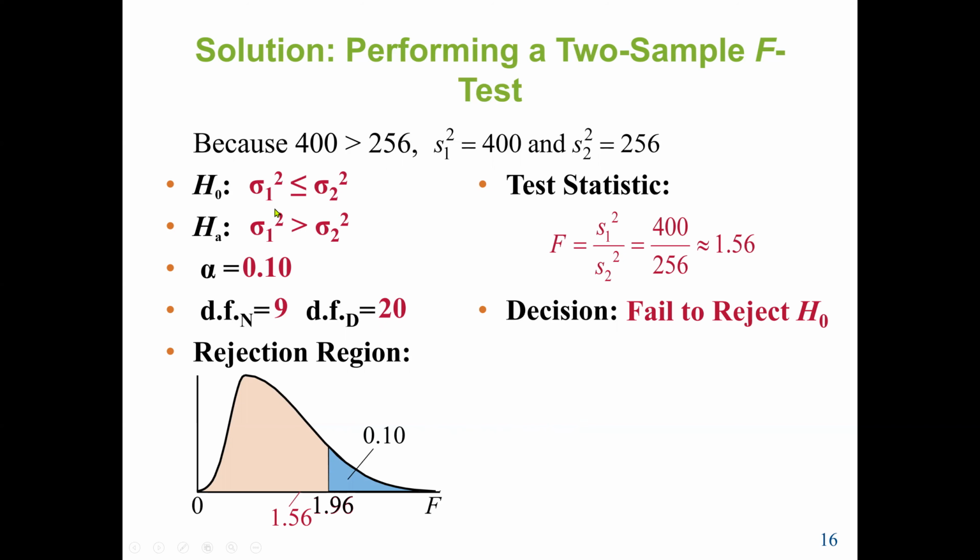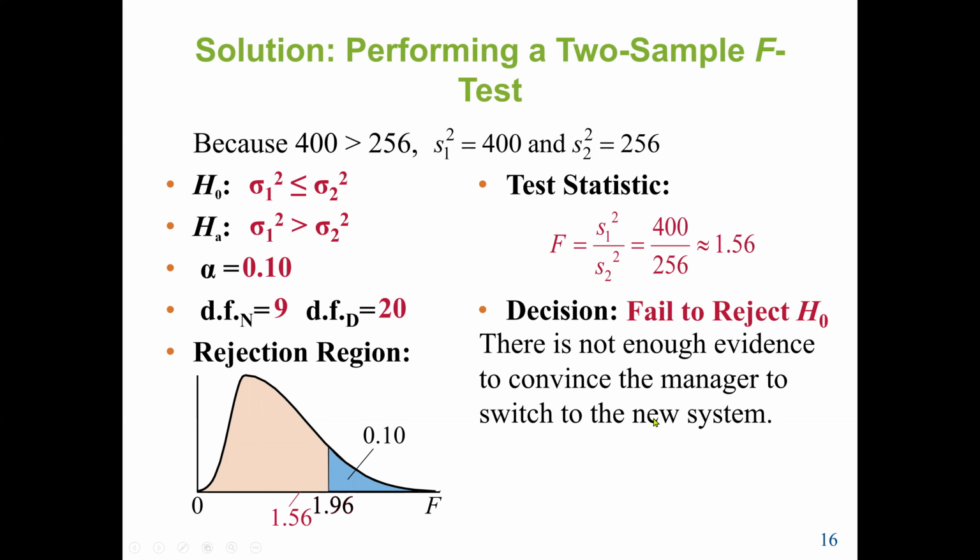Now we have to state our decision. When we look at H0, we say that the first population, which may be the old system, has variance less than or equal to the second population. So here we say there's not enough evidence to convince the manager to switch to the new system. We can't switch to the new system. Why? Because we fail to reject H0, which means the old system, the first population, variance is less than or equal to the second.